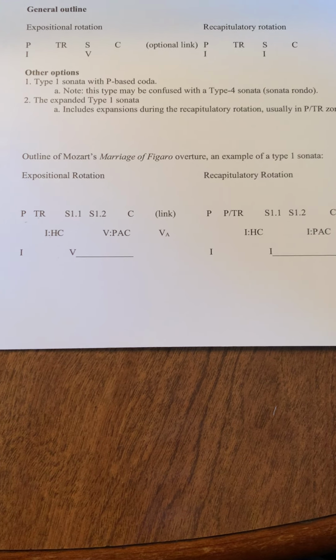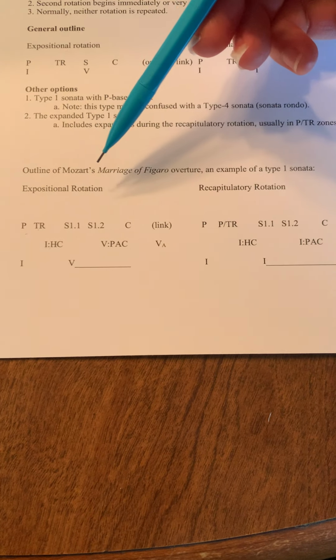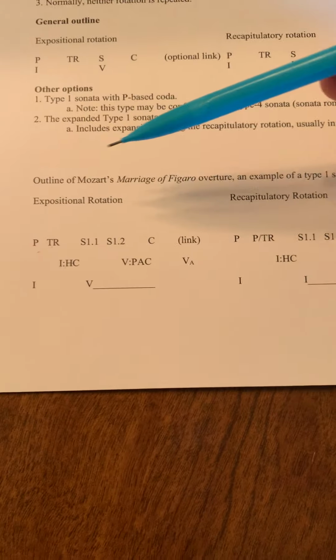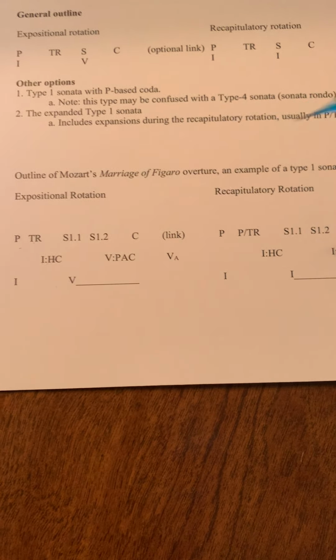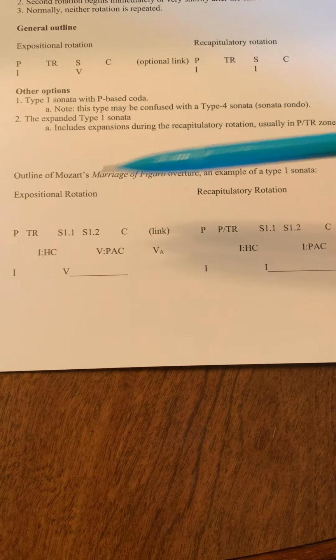Hi everyone. In this video, I'm going to play you the musical example on the Type 1 Sonata sheet, the overture from the Marriage of Figaro. Just want to give you a kind of rundown and overview of the Type 1 Sonata.